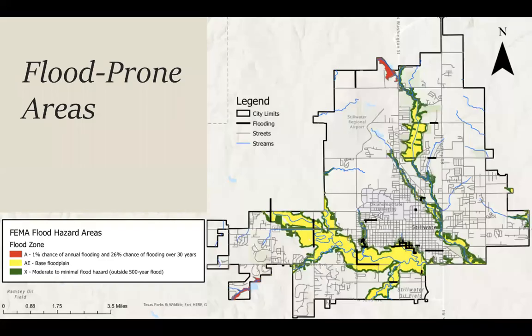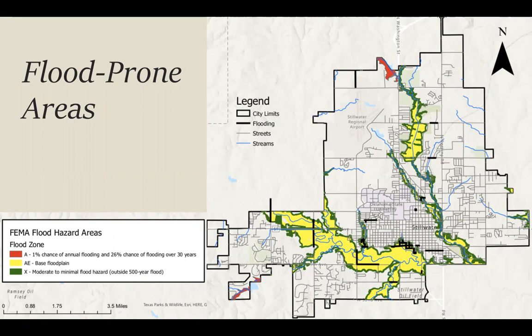So flood prone areas was a big one to see where a lot of water was settling in the city of Stillwater. So FEMA has their flood hazard areas, in which the red is the 1% chance of annual flooding and a 26% chance of flooding over 30 years. And the yellow is the base floodplain, which at any given storm could flood. And the green was moderate to minimal flooding, except whenever there is a 500-year flood, it will flood.